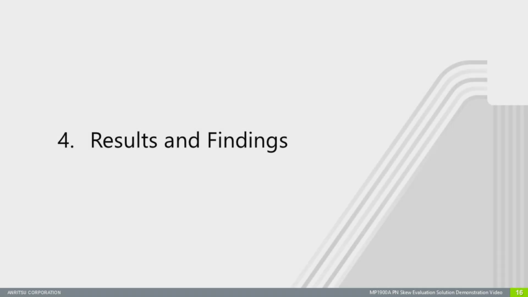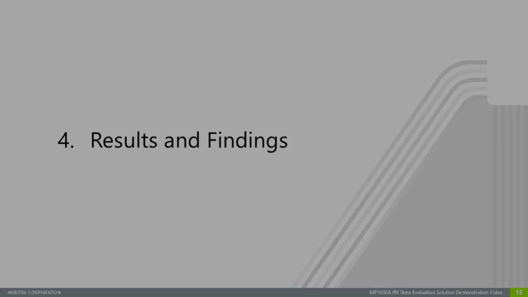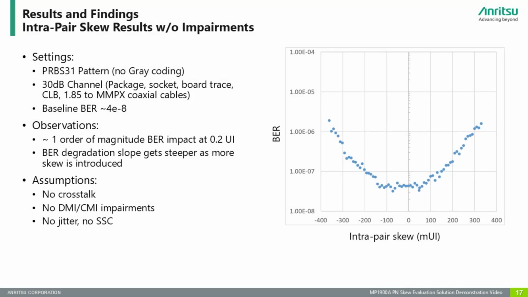Let's look at the results and findings of this test. First, a test without impairments, like jitter, noise, or crosstalk was performed. For a PRBS 31 pattern with no gray coding, 30 dB loss channel, and a baseline BER of about 4E-8, the resulting intra-pair skew versus BER is shown in the figure.